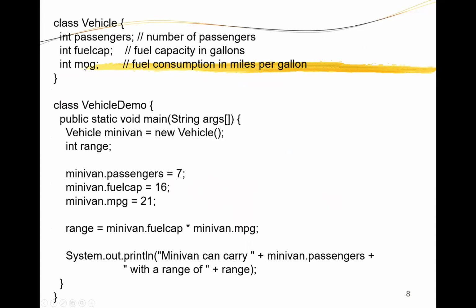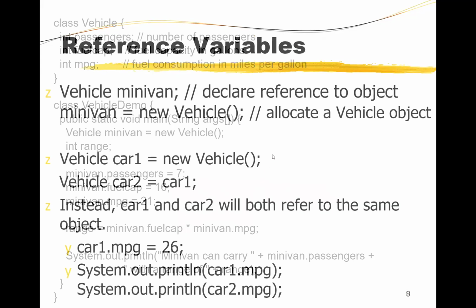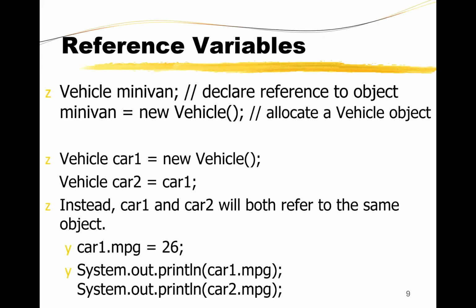This is how you do this. You have a class Vehicle, and then another class with the main method. There you create an object called minivan, and you assign the values for these instance variables in the Vehicle class by accessing them with the object name dot variable name. You calculate the range by multiplying fuel capacity by miles per gallon, and you display the value. This is what we have done already, and the reference variable.